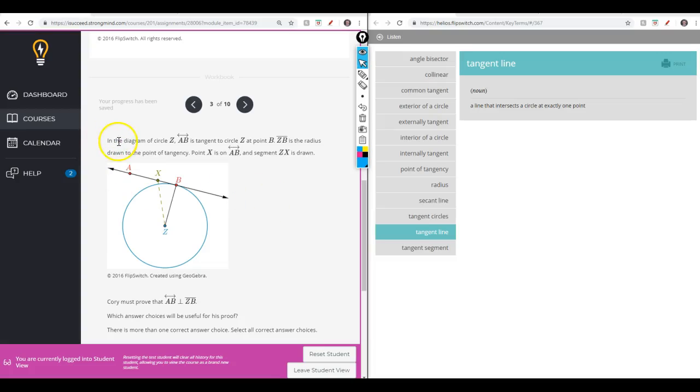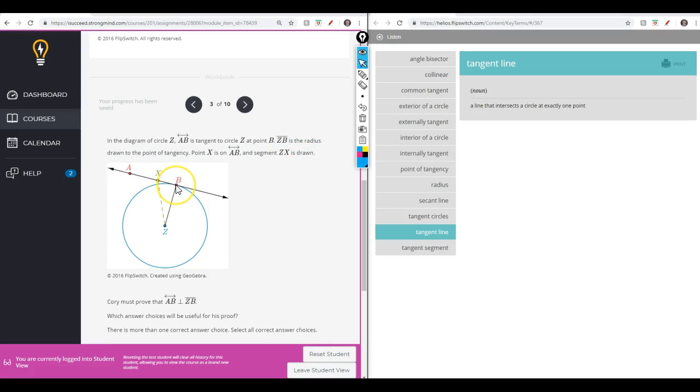Okay, question 3. In the diagram of circle Z, line AB is tangent to circle Z at point B. Segment ZB is the radius drawn to the point of tangency. Point X is on line AB, and segment ZX is drawn in.